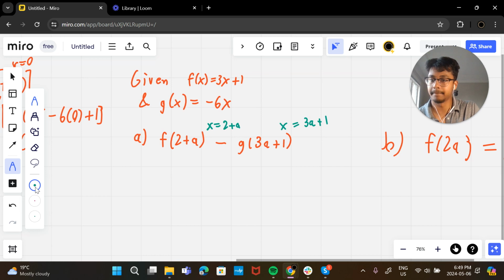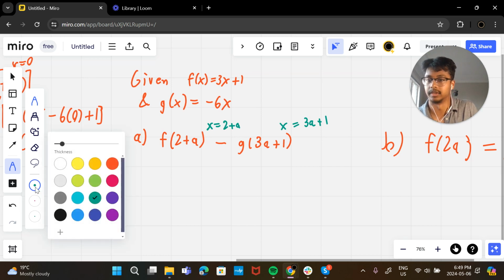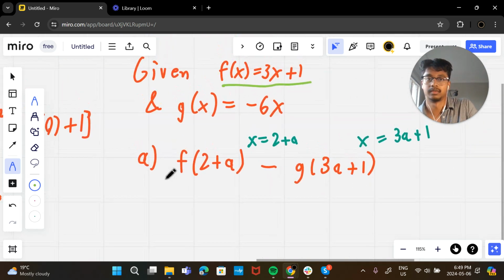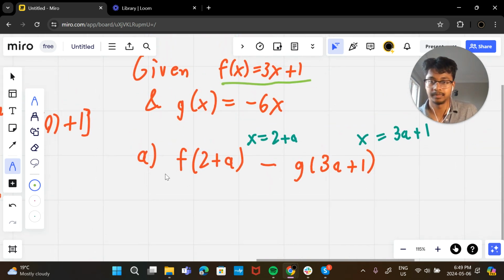So perhaps I'll also switch colors again. Perhaps green. Okay, so let me go through this question. So we have our f of x over here. So let's put that down. Perhaps I'll zoom in as well. So we're just plugging this in as x, right? Our x is over here, right?